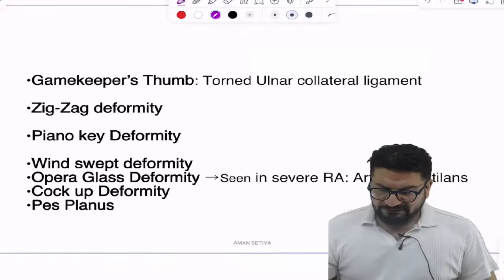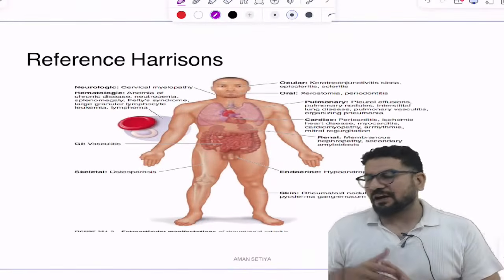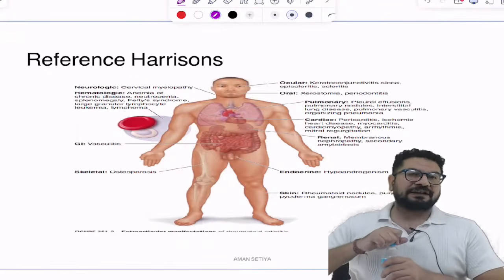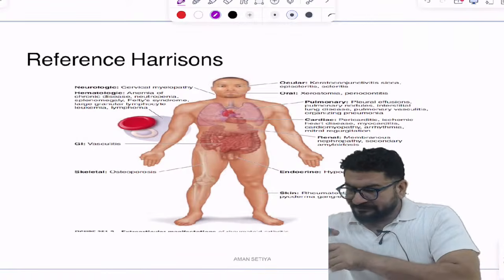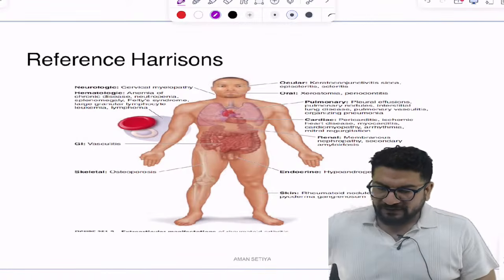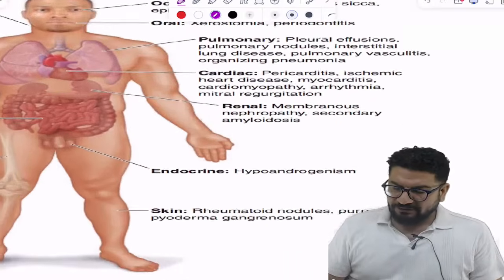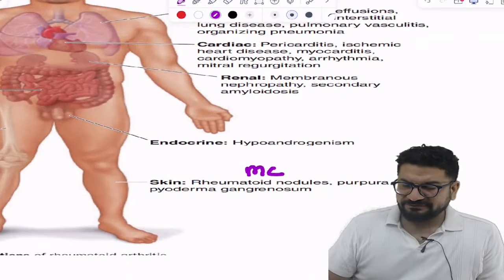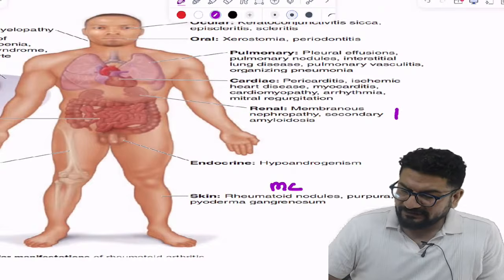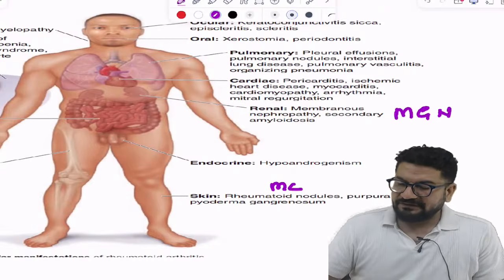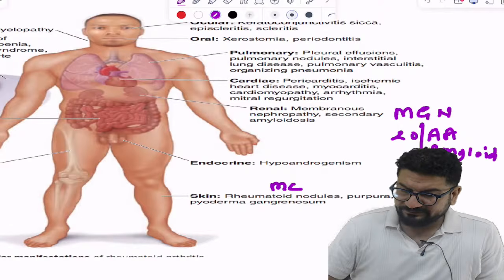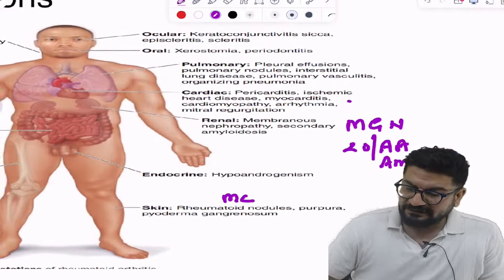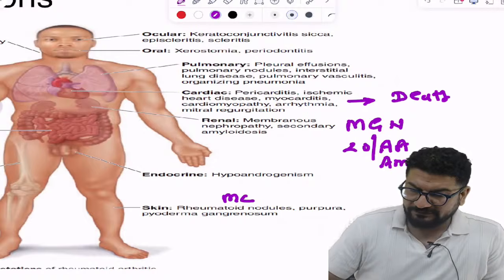Now more important, they ask you what are the extra articular manifestations, what other problems are there besides the joints. So understand this thing. Extra articular means, now see, most common will be this nodule which we can find. There can be kidney involvement, so I am writing here, there can be MGN, there can be secondary amyloidosis, that is AA amyloid. Then patient can develop cardiac disease, and that is the cause of death. So death occurs because of heart disease.